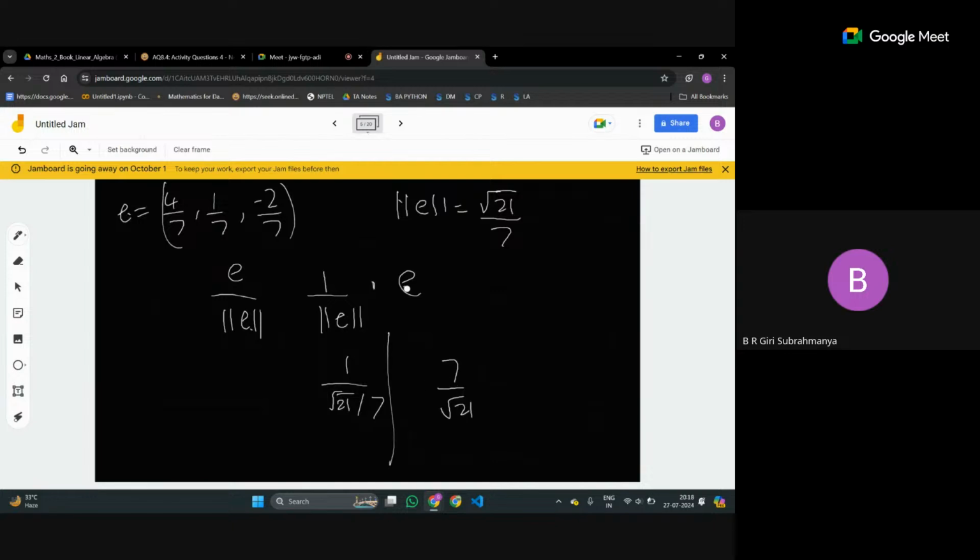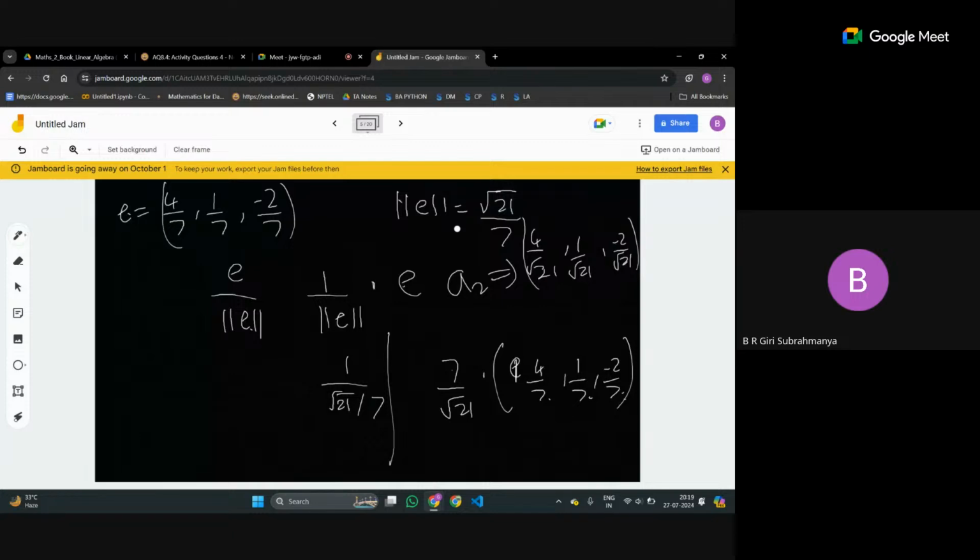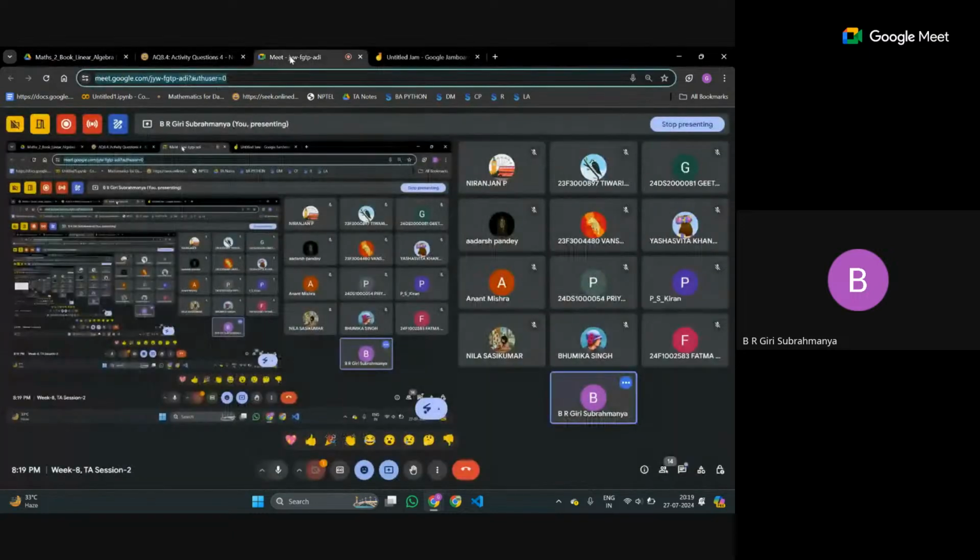Now we have to do scalar multiplication with E. E is 4 by 7, 1 by 7, minus 2 by 7. So if you just multiply this, you will get 4 by root 21, 1 by root 21 and minus 2 by root 21, because the 7 in the denominator is going to get cancelled and root 21 will come to the denominator. So this is your a2, the second vector. The first vector will be b1 divided by its norm, right? b1 divided by its length will be a1, and this is going to be a2, correct? Clear on how to find a2?